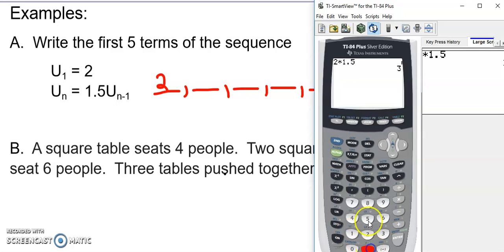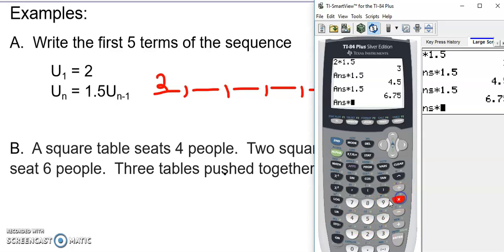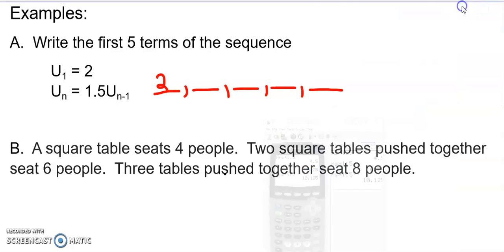Times 1.5, and the answer is 4.5. Times 1.5, and the answer is 6.75. Times 1.5, and the answer is 10.125. And that's my first 5 numbers. So I'm going to write those in here: 2, 3, 4.5, 6.75, and 10.125.